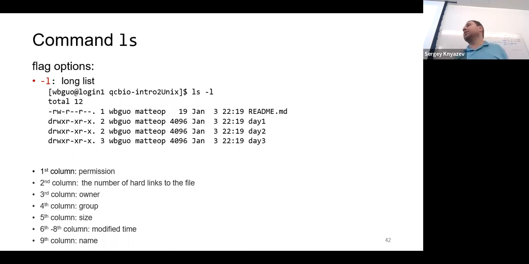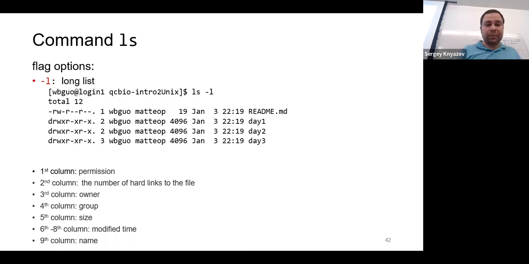In Unix, there are several ways to set flags. One of them is the single letter flag, and single letter flags are always passed with one dash. You can enumerate single letter flags one by one if you want to set several flags. The command ls accepts several flags, and one of them is L, which returns you this table.